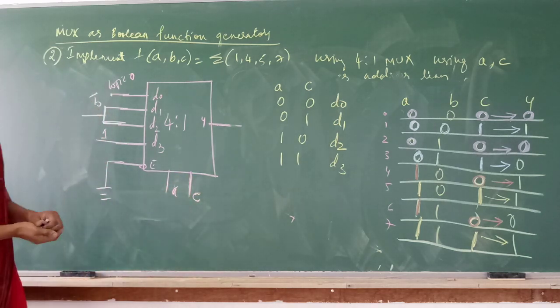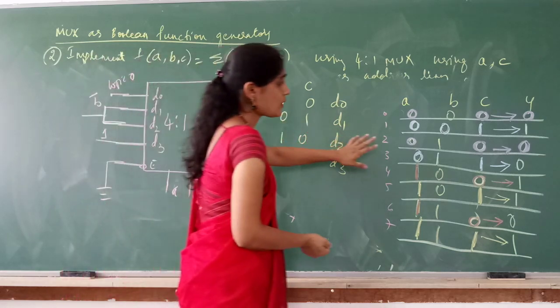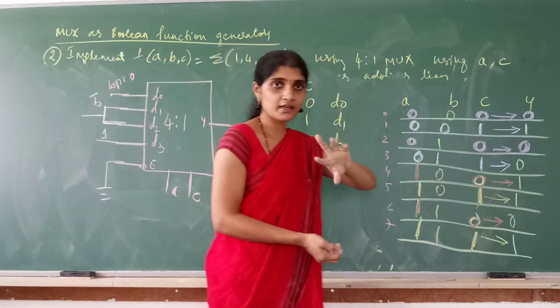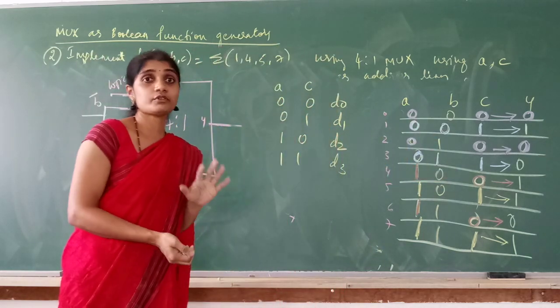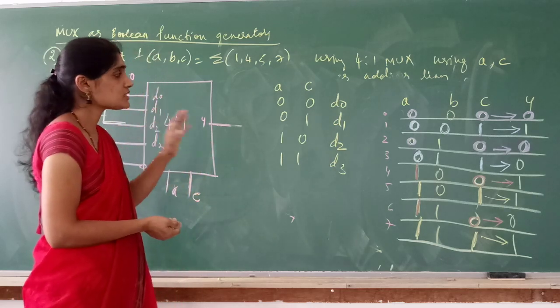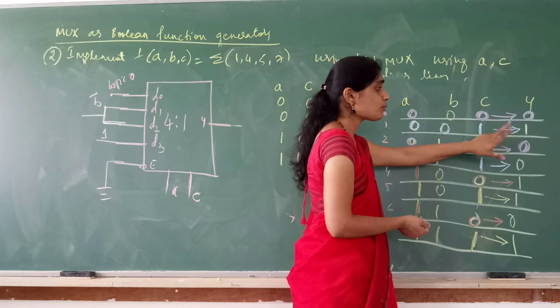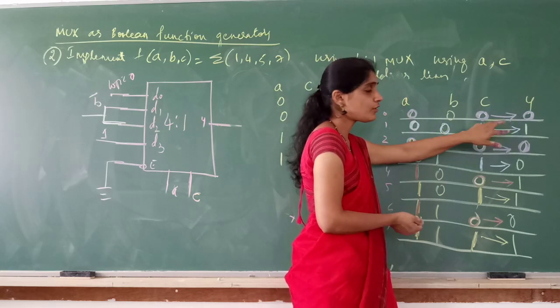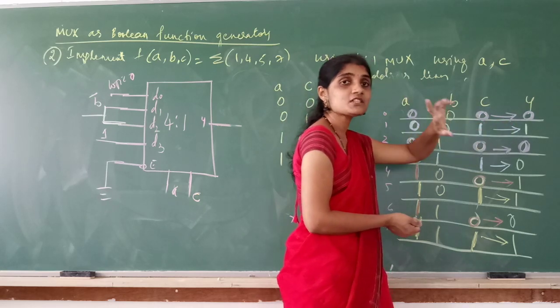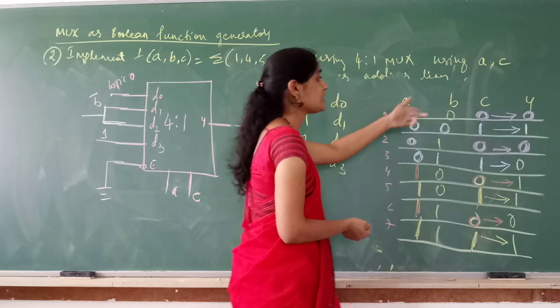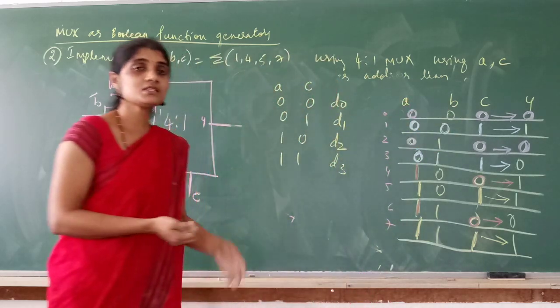So this is how, depending on the address lines, you have to judge what has to be connected to D0, D1, D2, D3. You have to be very careful. Your complete concentration should be on the address inputs and Y. If Y is 0 for both the combinations, 0. 1 for both, 1. Otherwise, if it is different, compare it with the other variable except the address lines, except the select inputs. Okay?